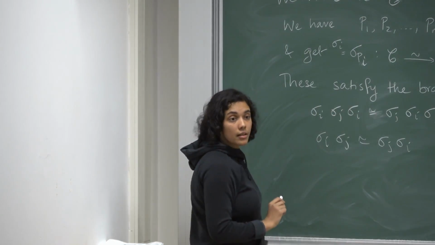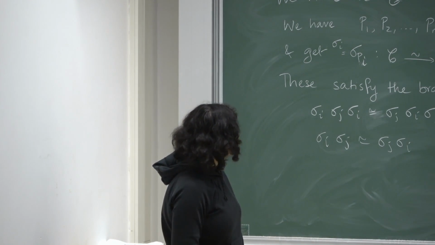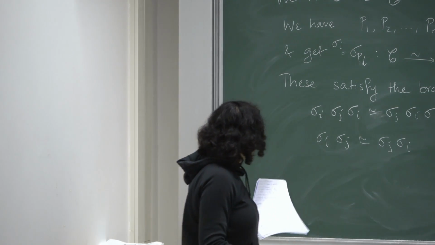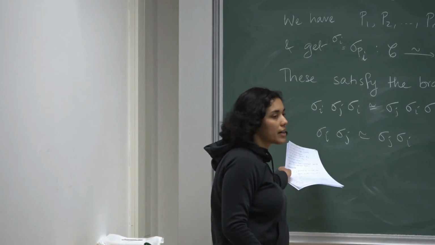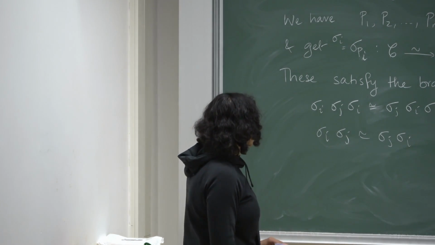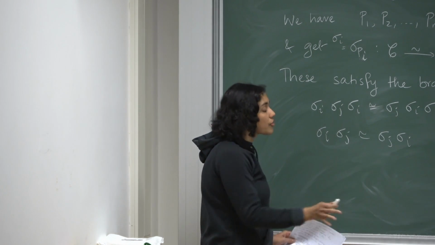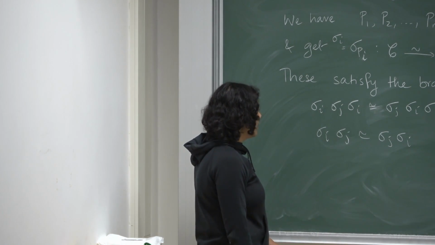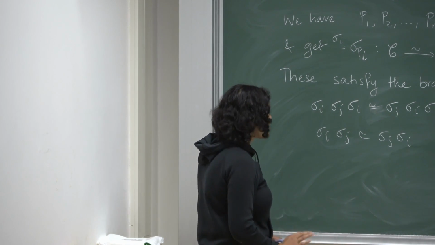But doesn't that give you S4? S4 has extra relations, which is that the square of the square. Yeah, got it, thanks. It's a quotient, so that's not true in our case. So it's really the braid group that's acting, not the symmetric group.